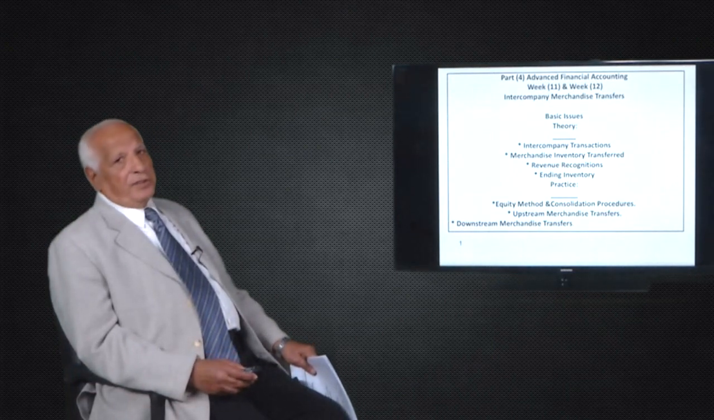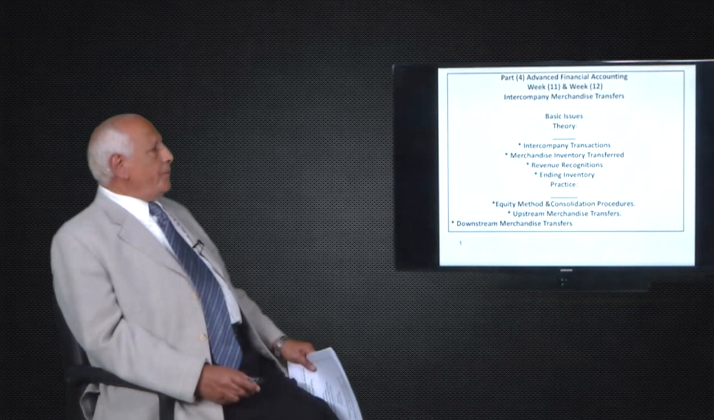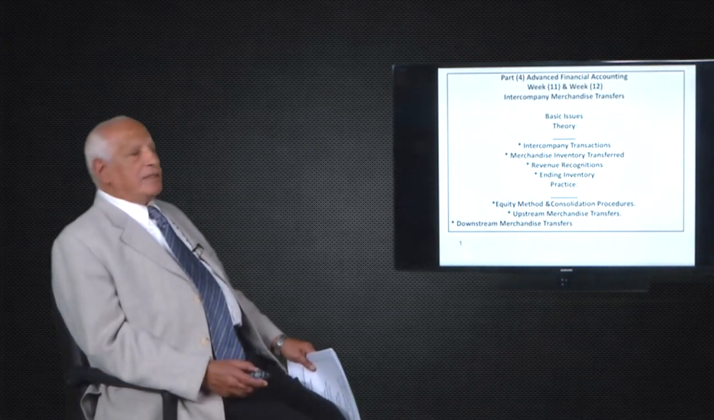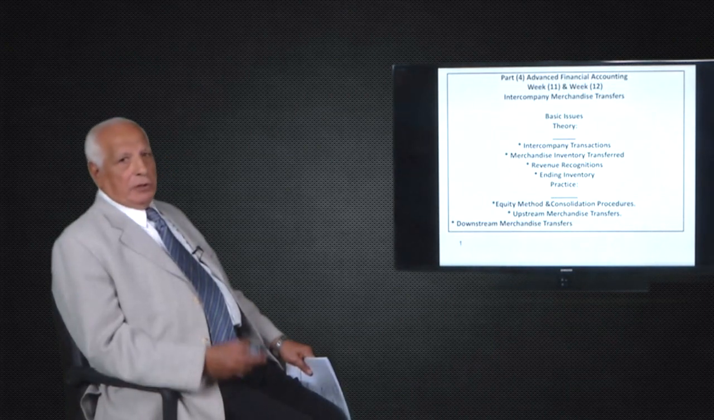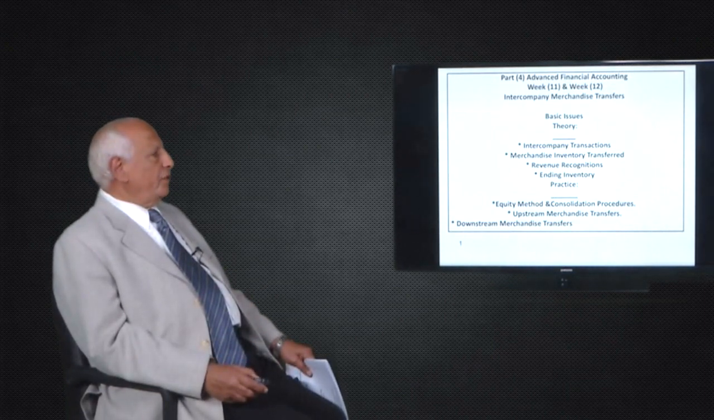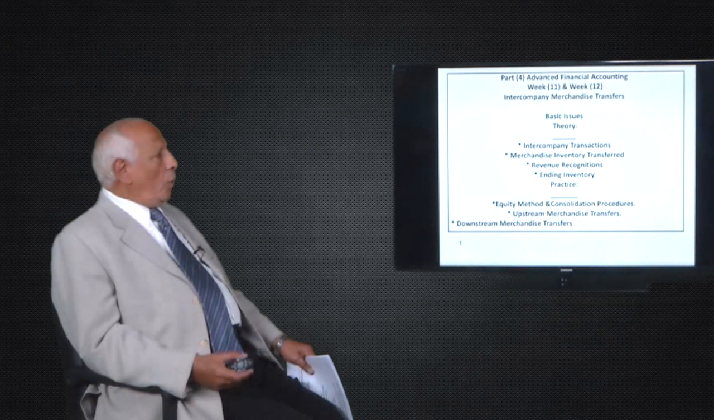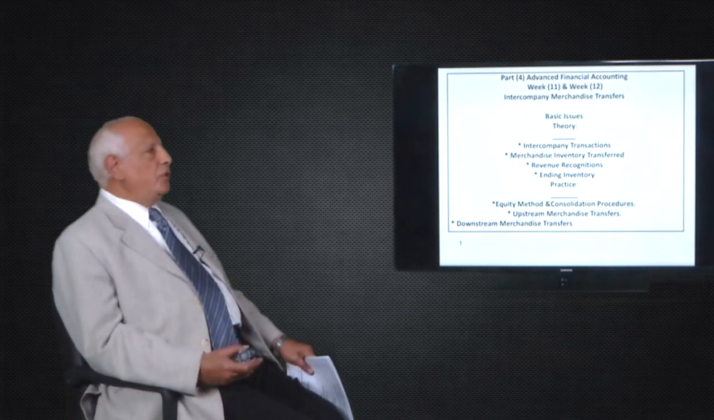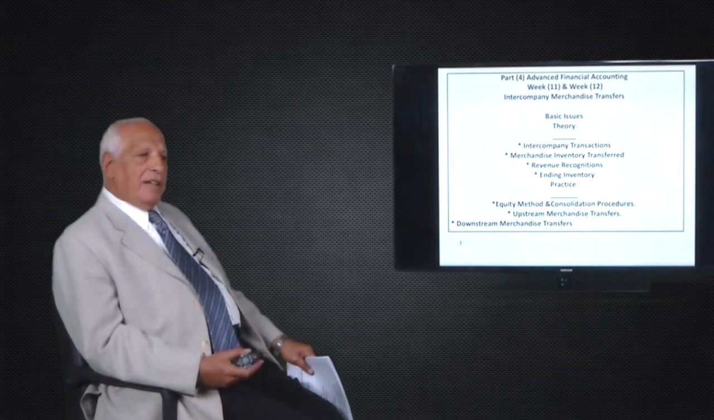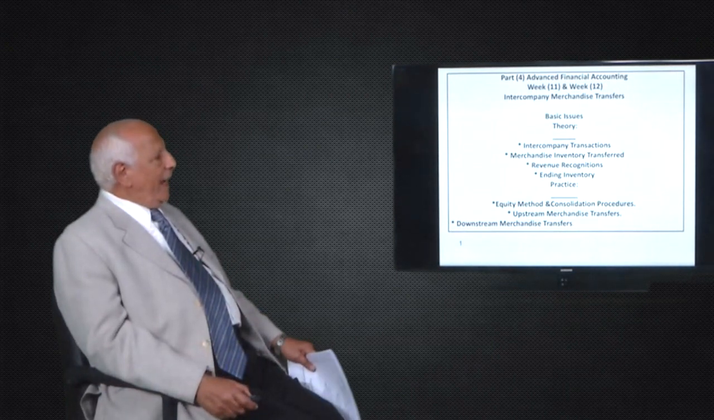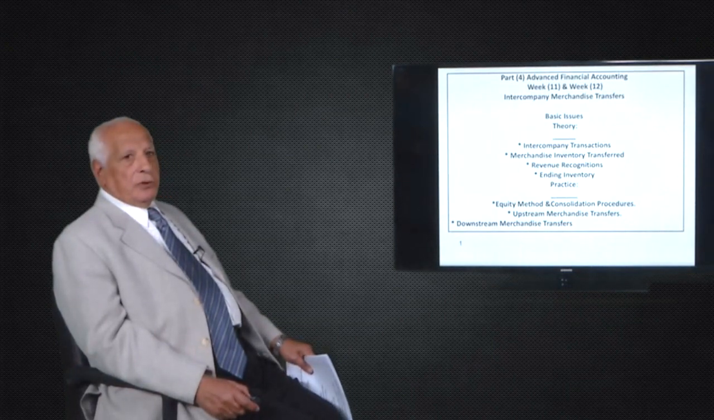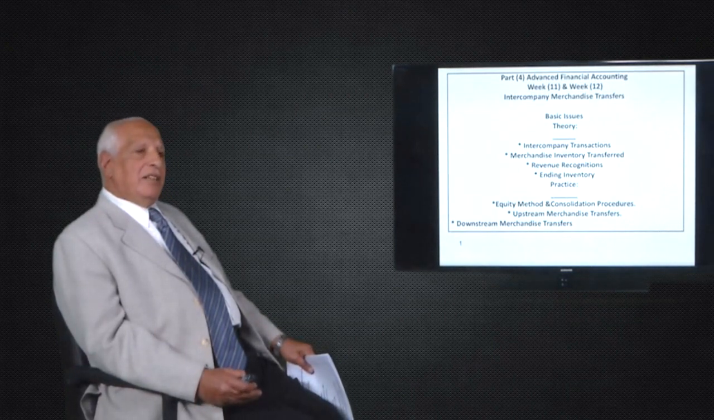Start with theory first. When I come to theory, we need to talk about intercompany transactions. What is it? Merchandise inventory transferred. And when you have inventory, we have sales revenues. What are you going to do with revenue recognition? How are you going to recognize the sales revenues between parent and sub? And ending inventory. What are you going to do with ending inventory at the end of the year?